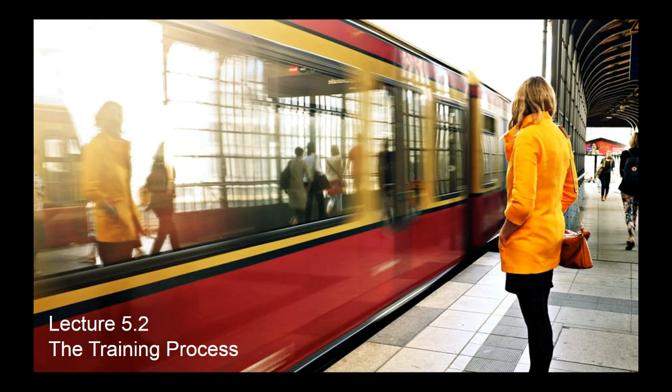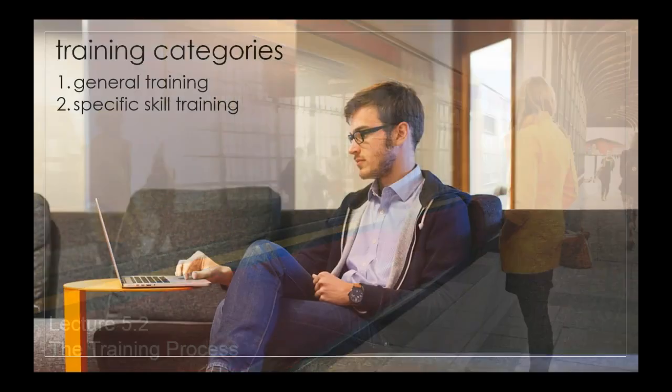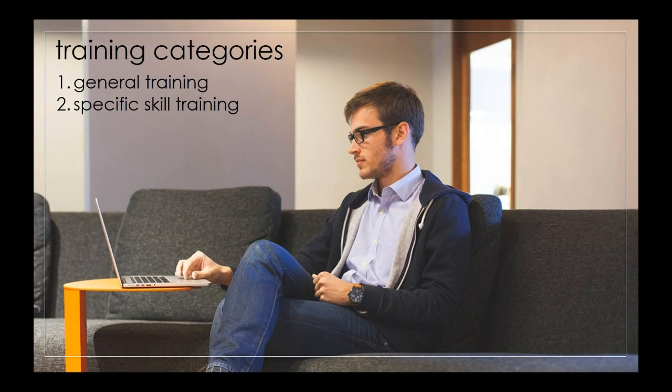In this lecture, we're going to explore some of the types of training that an organization can offer, as well as the high-level process for designing training programs. We can categorize training into general training, which provides trainees with the skills and abilities that can be applied readily to any organization, like communication skills or time management or leadership skills, and other training as specific skill training, that provides trainees with skills or information that is of use specifically for their present organization or job.